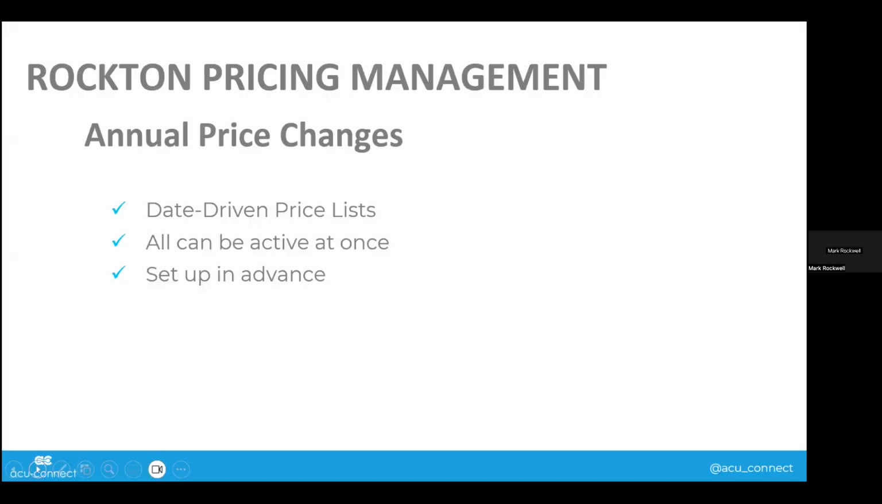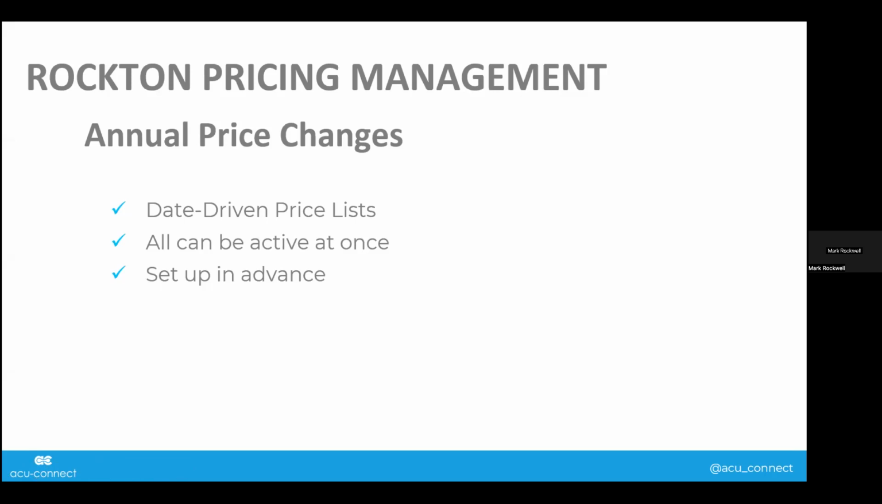When it comes to annual price changes, one of the things I've seen time and again in different industries is that we're locked into a single price sheet that's only good for a certain amount of time. Sometimes people have to stay up until midnight on New Year's Eve in order to get January 1st prices in. We don't think that should be necessary. Also, some prices change once a month or once a week, if you're more volatile. So we have date-driven price lists.